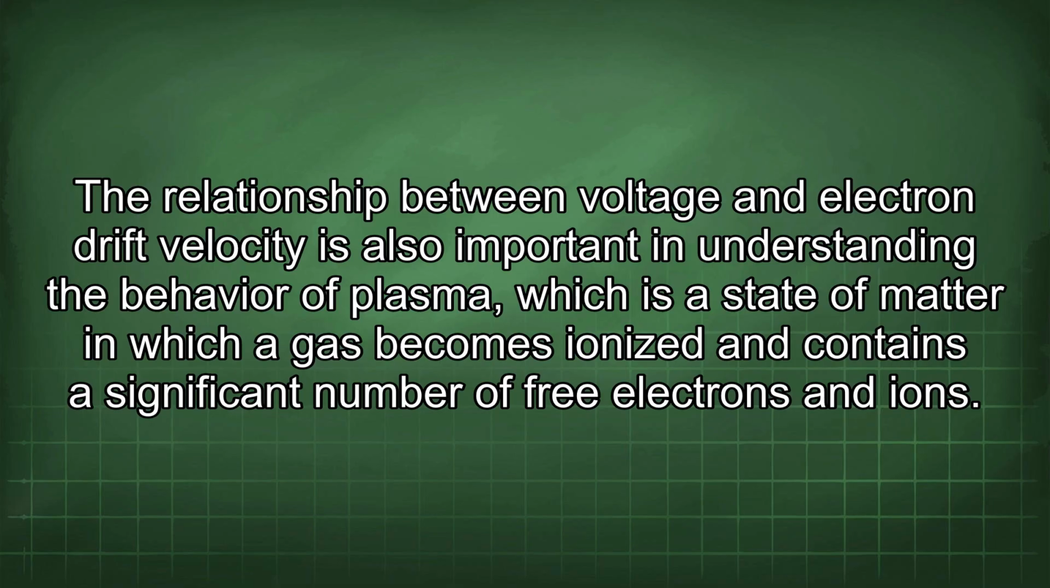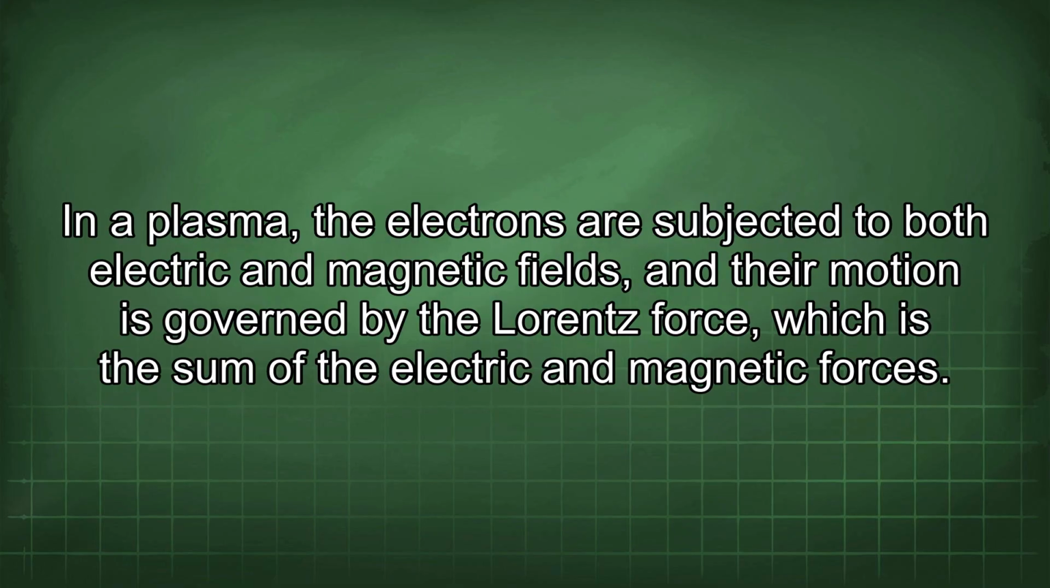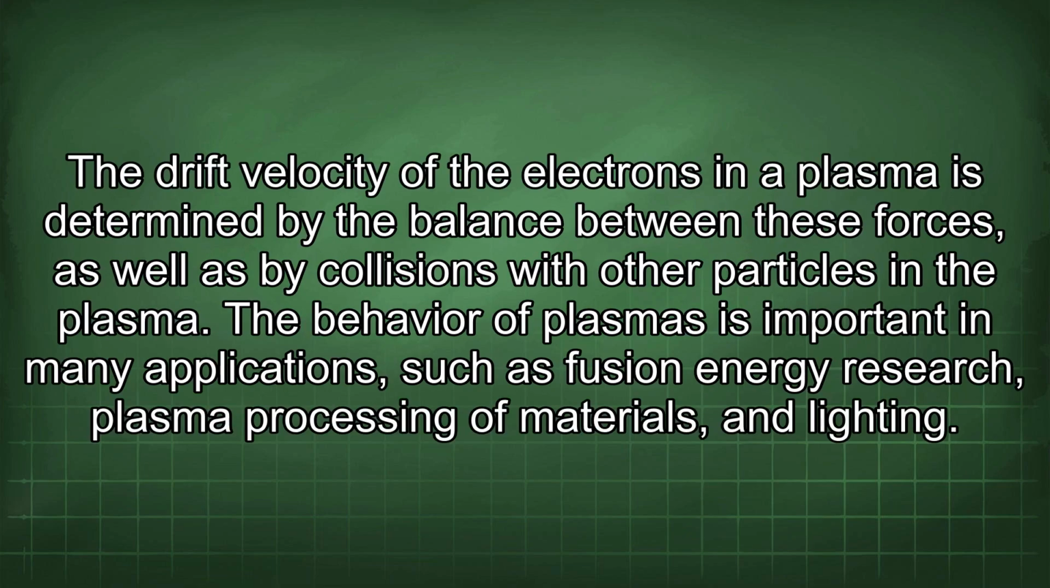The relationship between voltage and electron drift velocity is also important in understanding the behavior of plasma, which is a state of matter in which a gas becomes ionized and contains a significant number of free electrons and ions. In a plasma, the electrons are subjected to both electric and magnetic fields, and their motion is governed by the Lorentz force, which is the sum of the electric and magnetic forces. The drift velocity of the electrons in the plasma is determined by the balance between these forces, as well as by collisions with other particles in the plasma. The behavior of plasmas is important in many applications, such as fusion energy research, plasma processing of materials, and lighting.